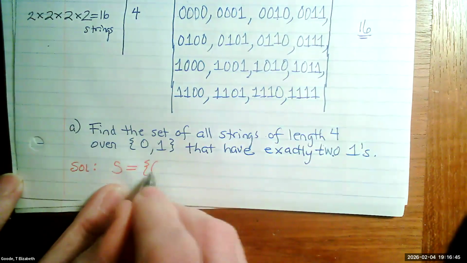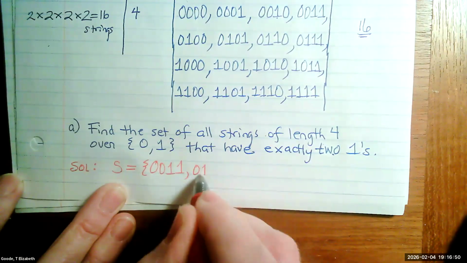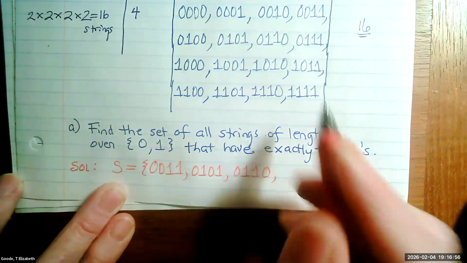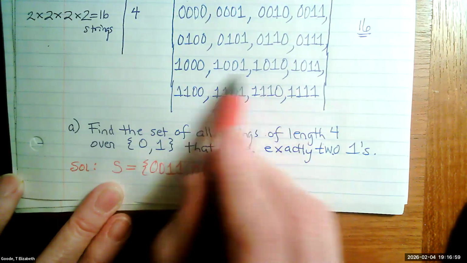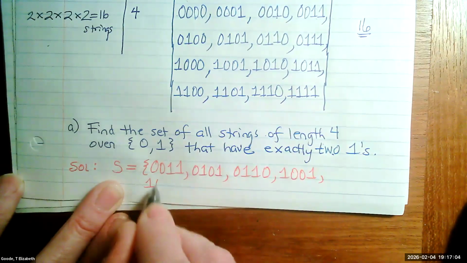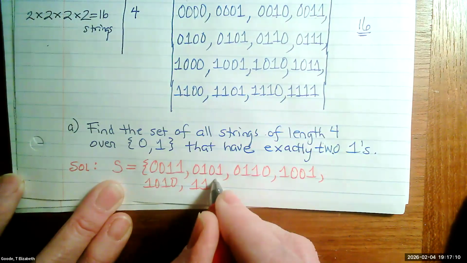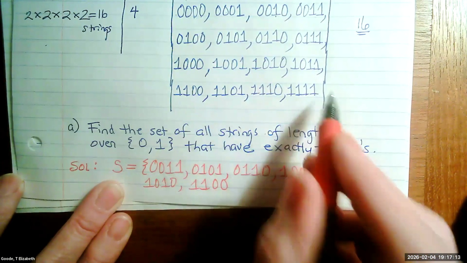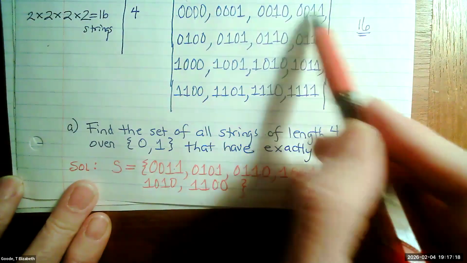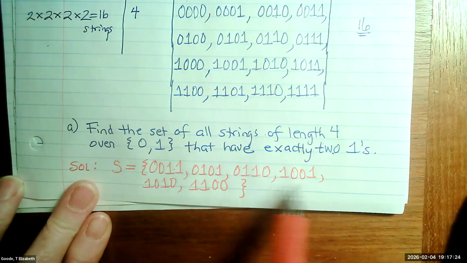You help me find the ones that have exactly two ones. 0011. Yep. 0101. Good. 0110. Good. 1001. Good. 1010. 1100. And that'll be it, I think. I think you're right. Okay. So 1, 2, 3, 4, 5, 6. So 6 out of these 16 have exactly two ones.